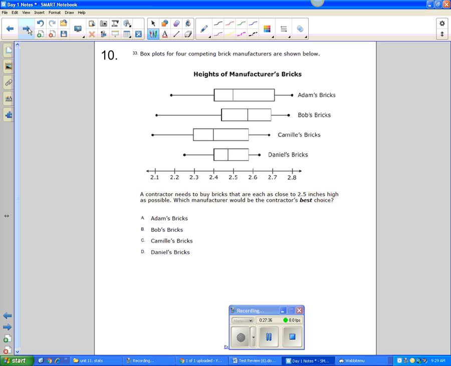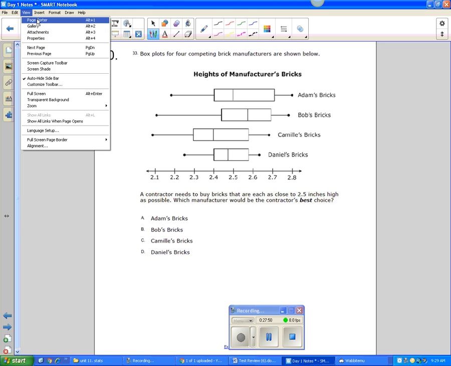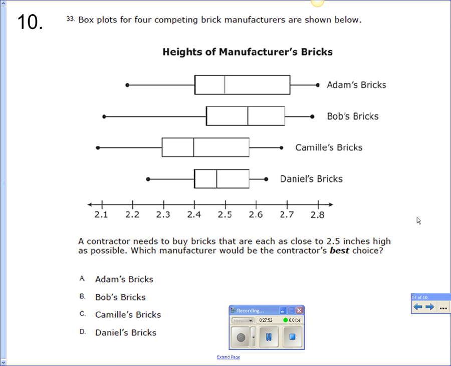Number 10. Shakira, read that one for us. Okay, please look at this one. All right, this one is not a hard problem. It's just weird, okay? What does the contractor want? What does the contractor want? What does it say?